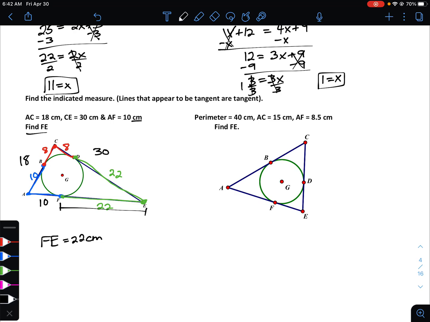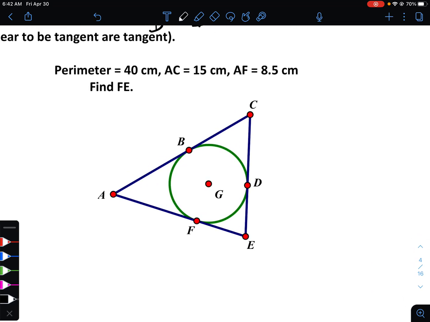Okay, let's do something similar with this next example and see if we can find FE here as well. So we're told the perimeter is equal to 40, and we'll end up using that a little bit later on. Let's use our other information first. So we're told AC is equal to 15. So that would be the entire distance from A to C, 15 right here. We're then told that AF is equal to 8.5. So again, this distance from A to F is 8.5.